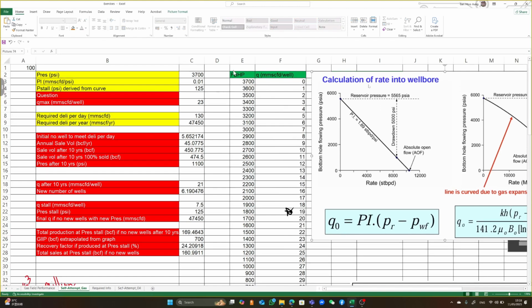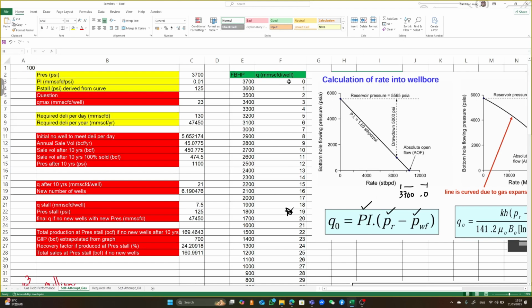Okay, so we got the reservoir pressure, which is 3,700. This is where we have to use it as our starting point. For flow rate, we got the productivity index over here, and then we got the reservoir pressure, and then we got the well flowing pressure. You might ask, how do you get the well flowing pressure? Bottom hole flowing pressure basically starts from the reservoir pressure till it comes to 0. So this will be the P well flow. We just have to do the formulation and calculate the flow rate.